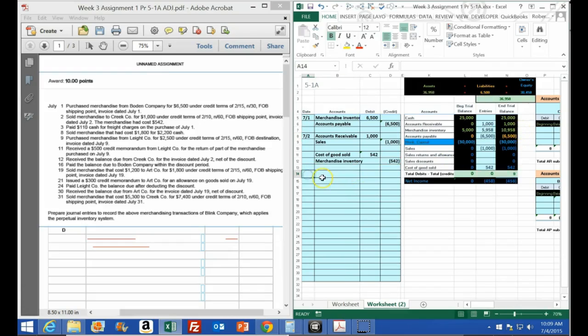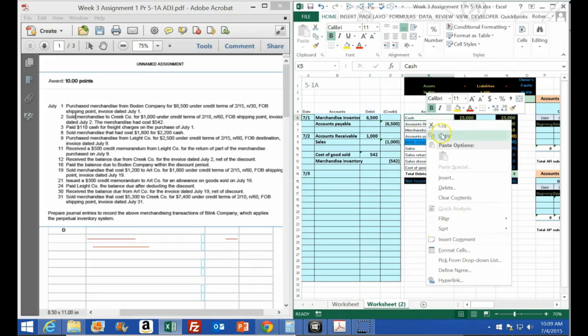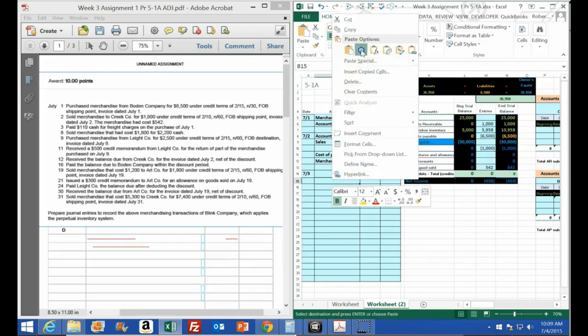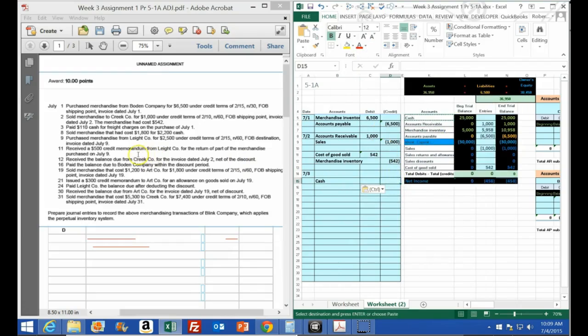Okay, so then we're going to take a look at the next transaction, which is on 7.3. Paid 110 cash for freight charges on the purchase of July 1st. So is cash affected? Yeah, we paid cash. Therefore, cash is going down. Cash is a debit balance. We're going to do the opposite thing to it in order to make it go down, which in this case is a credit. We'll credit cash for the amount we paid, which is 110.